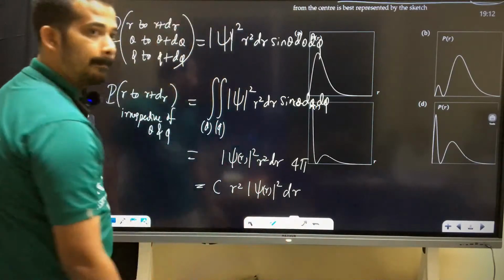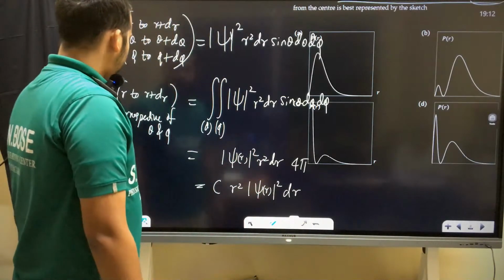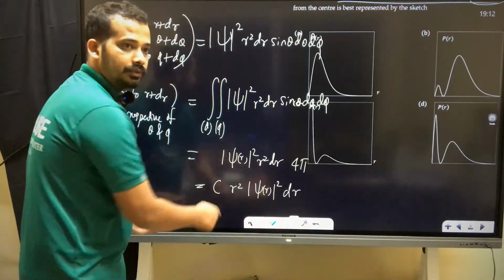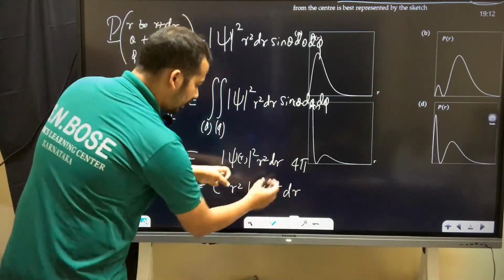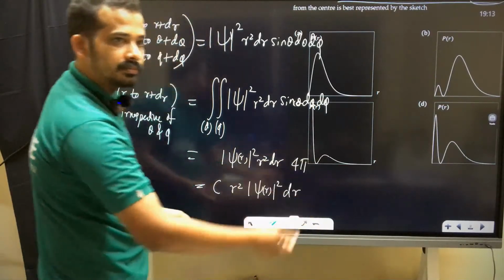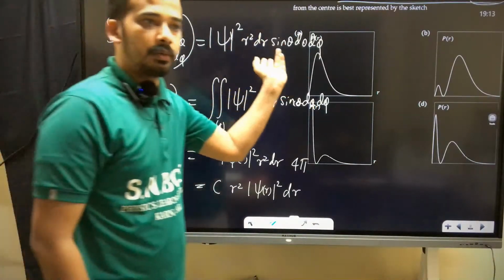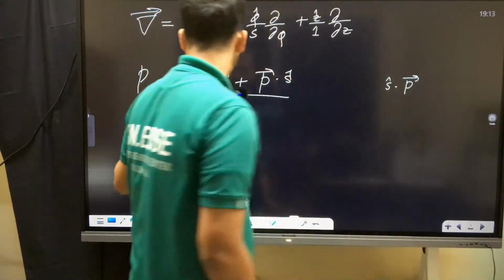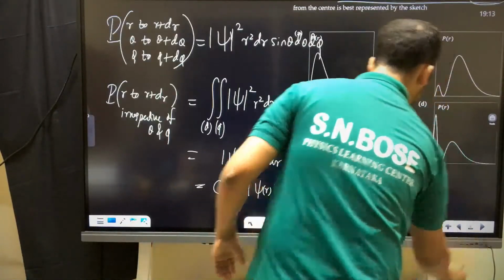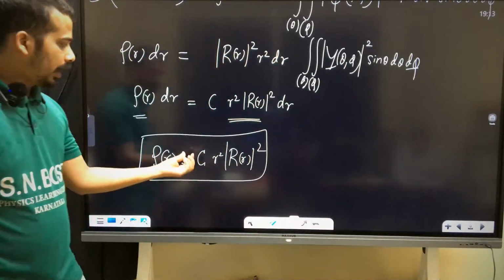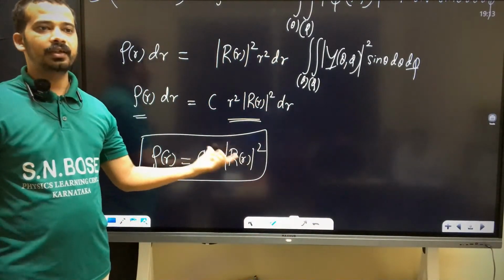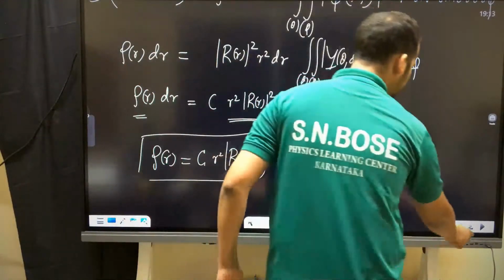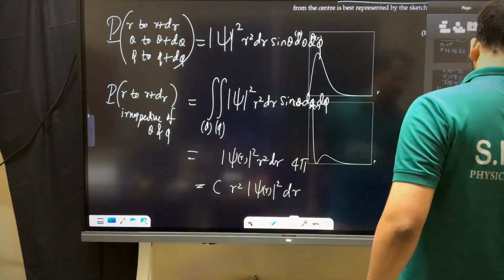Probability is different from density. Here we are talking about probability, the probability of finding the particle from r to r plus dr, that is right. This is dimensionless. If you take this one, it is per r. That's what he has plotted. He's not plotting it into dr, into dr you can't plot. He's plotting this rho of r only, r square into this radial wave function mod square. So now it is very simple.